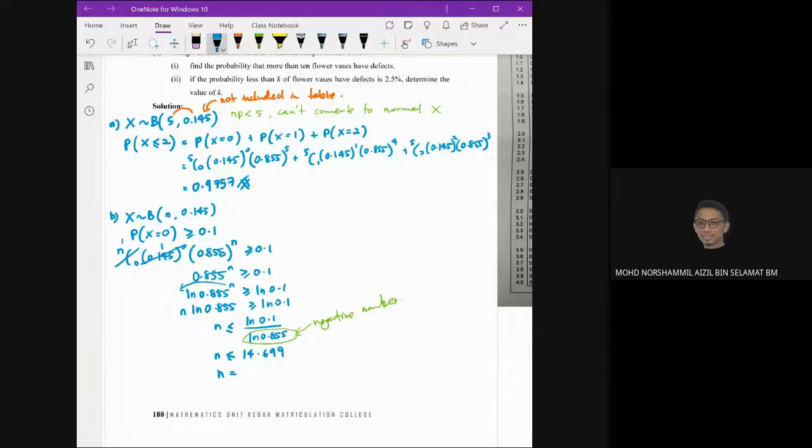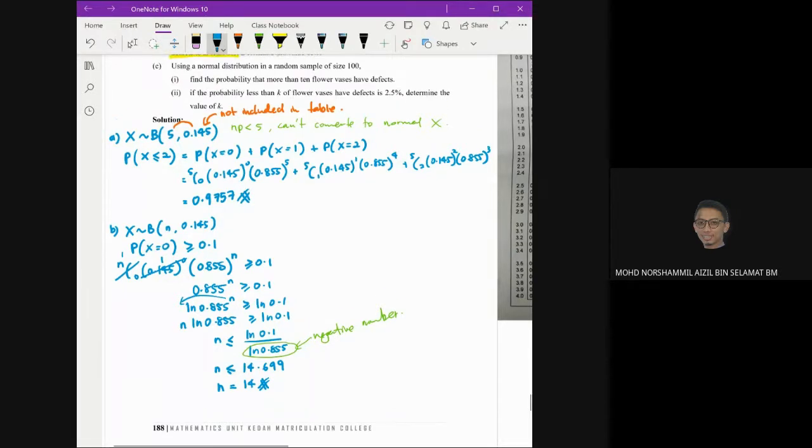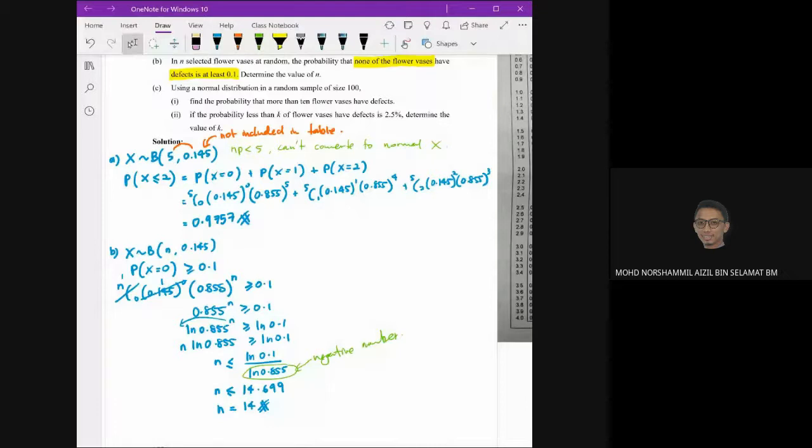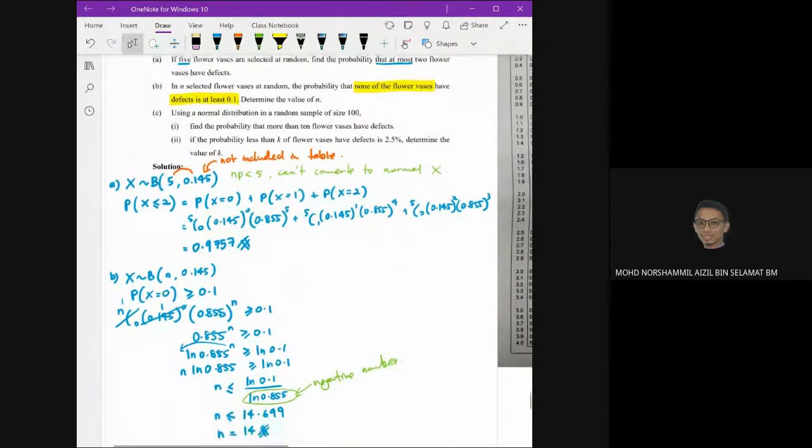Maksudnya n kena kecil daripada ni. Kecil sikit je daripada ni. So, n equals to? 14 lah. Jangan 13. Kecil daripada 14.699 adalah 14 lah. Dapat tak? Is it okay? Dapat 14 lah. Jangan go 13, sebab 13 tu apa yang kedua kecil. Yang betul-betul bawah number tu adalah 14. Okay, ada lagi tu part C tu.